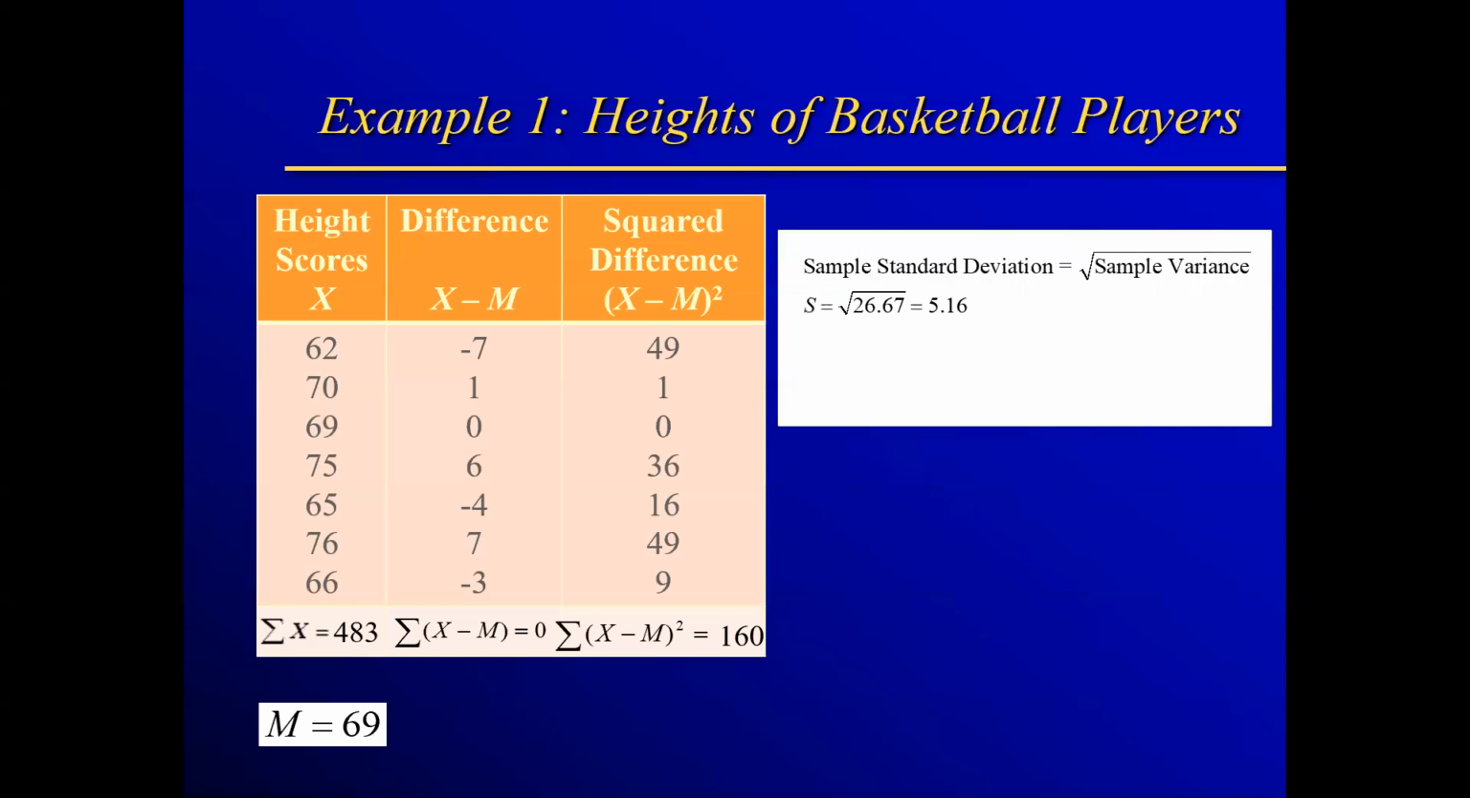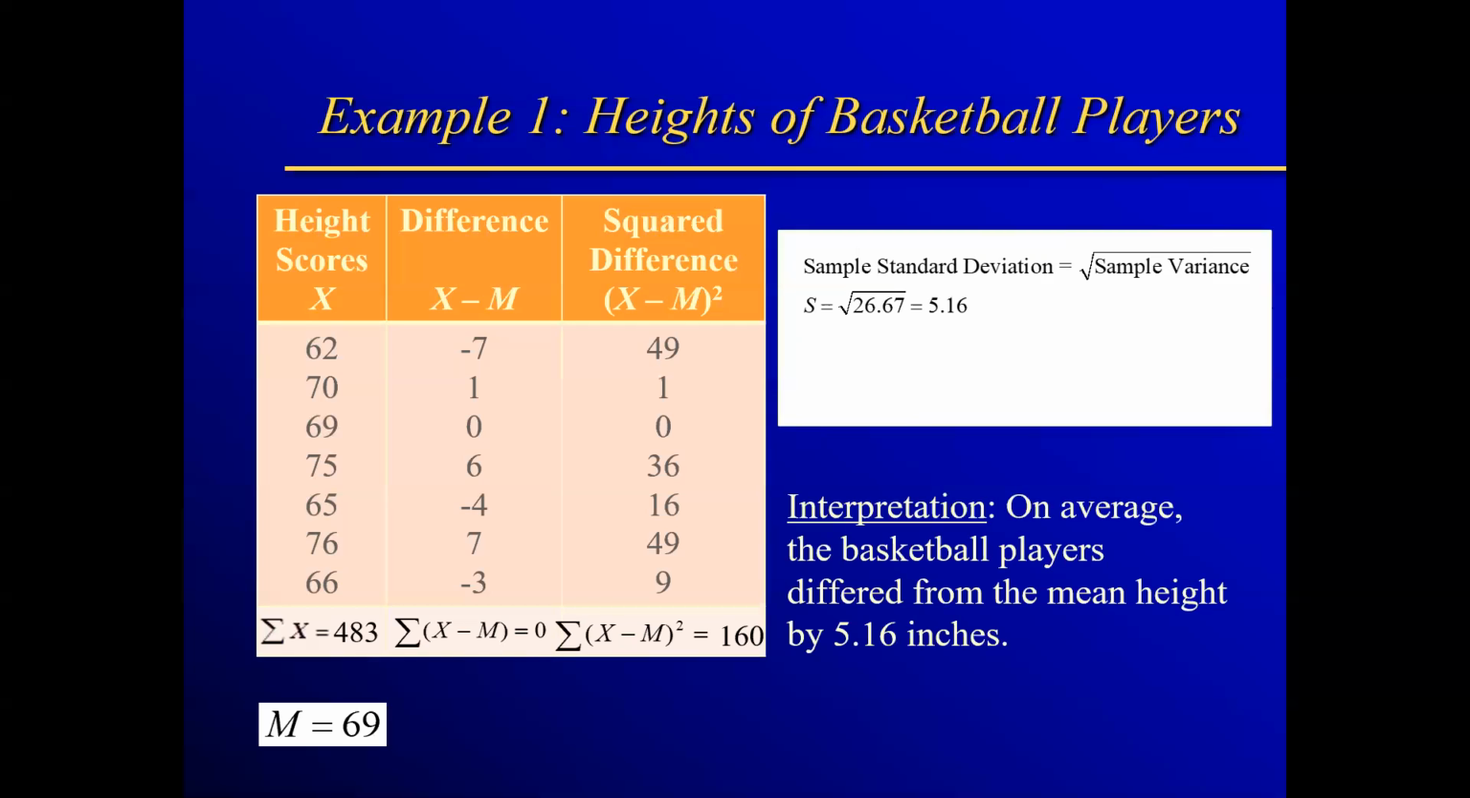Now hopefully you've seen how to calculate it. We got the standard deviation. What does a 5.16 mean? Okay, so our interpretation is, on average, the basketball players differed from the mean height by 5.16 inches. So on average, all of our basketball players differed from the average, which was 69, by 5.16 inches.